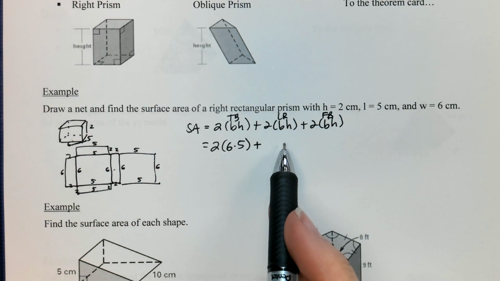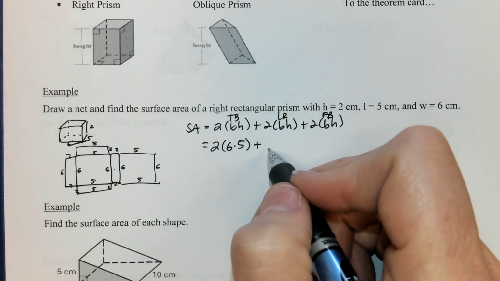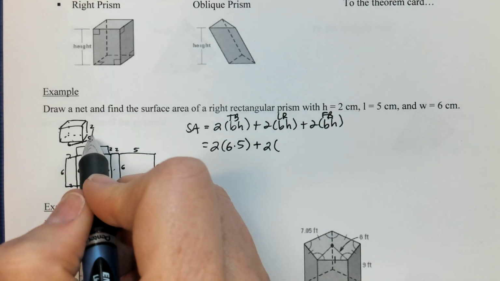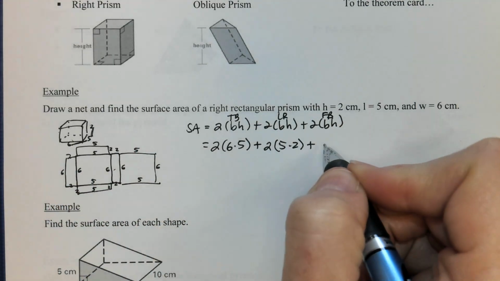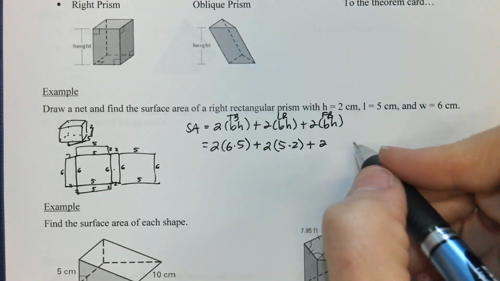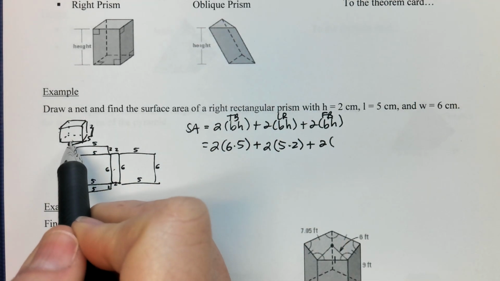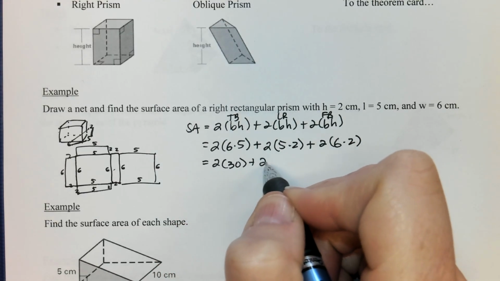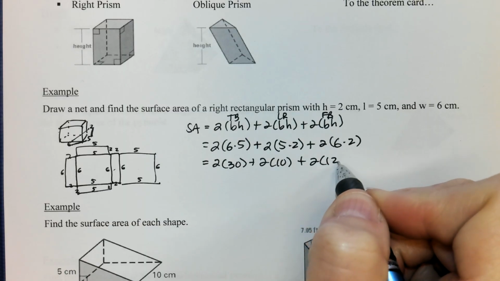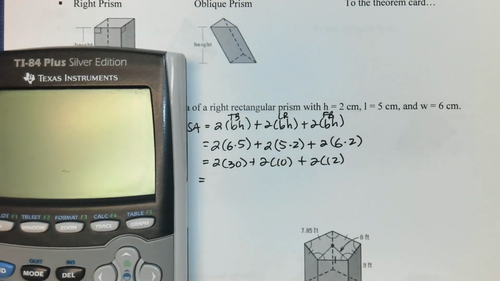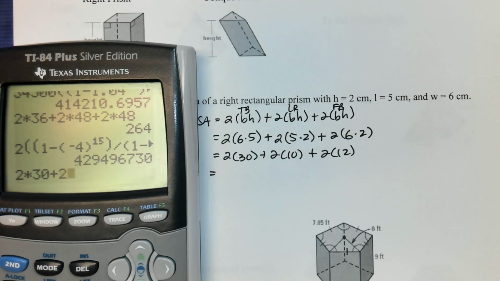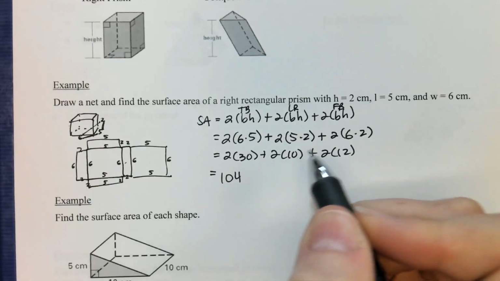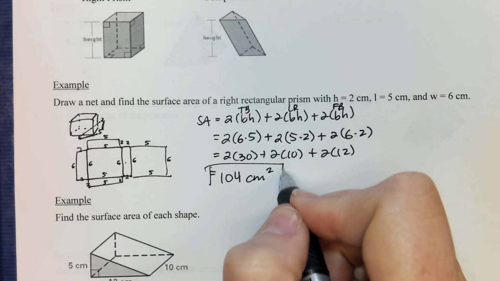When I go to make my next match, I can't match up 6 and 5 again because I already did that. So 2, and now if I do left and right, that would be this one and this one. So that's a 5 and 2. So I'm going to draw a line between them because now 5 and 2 have gone out on a date. They've matched up. My last one would be my front and backs, and that would be 6 and 2. So that'll be my last match. And then my job is just to simplify. So 2 times 30, 2 times 10, and 2 times 12. Gives me a total of 104, and our label for this one is centimeters squared.